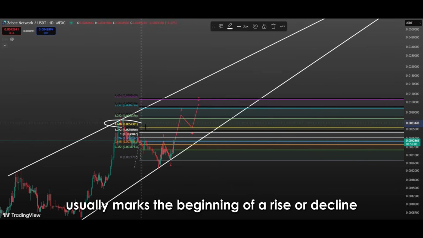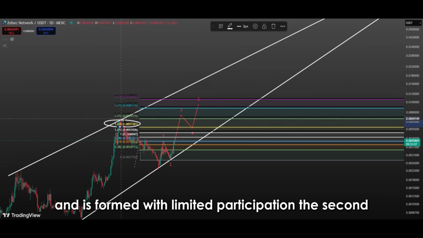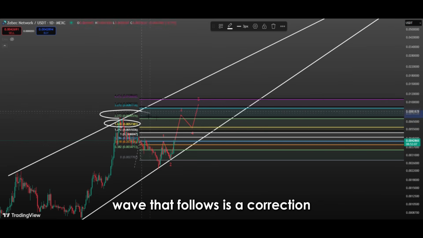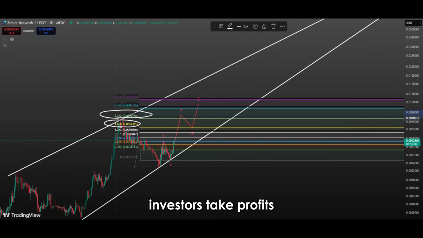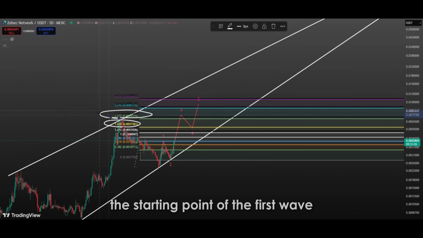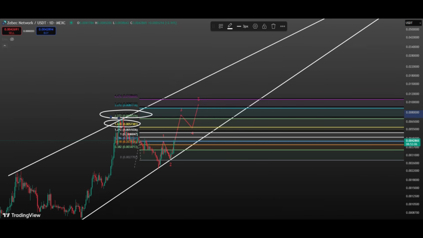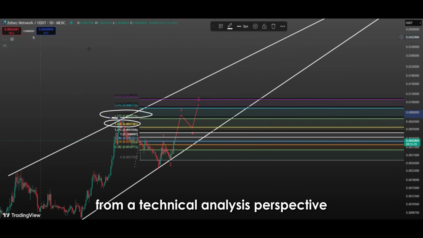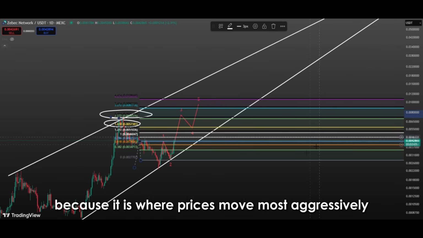The first wave usually marks the beginning of a rise or decline and is formed with limited participation. The second wave that follows is a correction. Investors take profits, but this correction never exceeds the starting point of the first wave. The third wave is the most noteworthy from a technical analysis perspective because it is where prices move most aggressively.